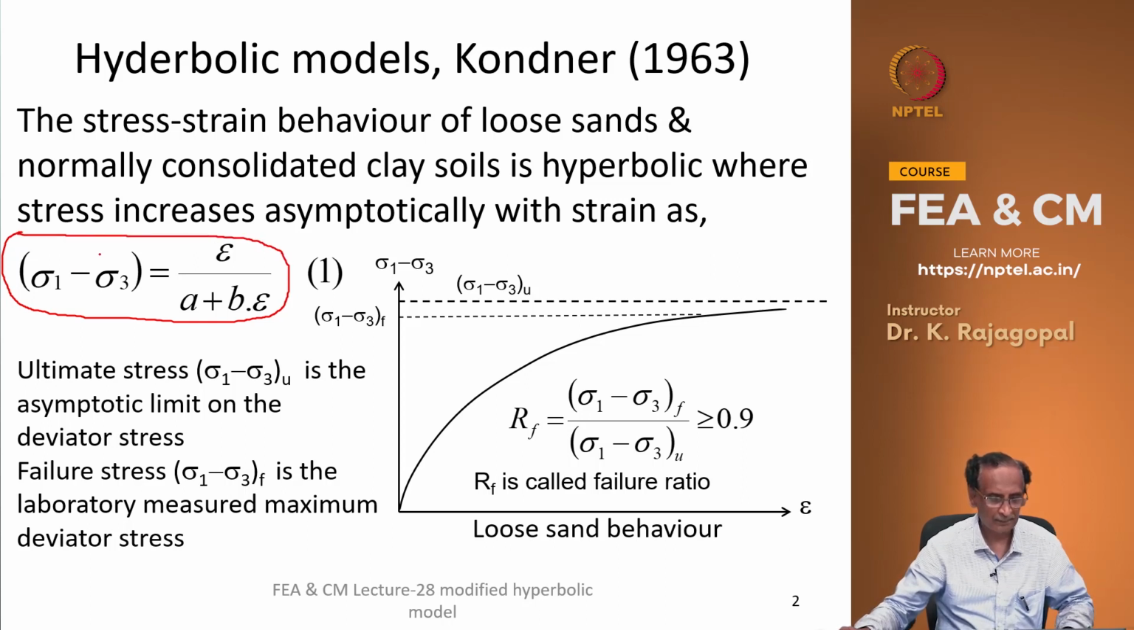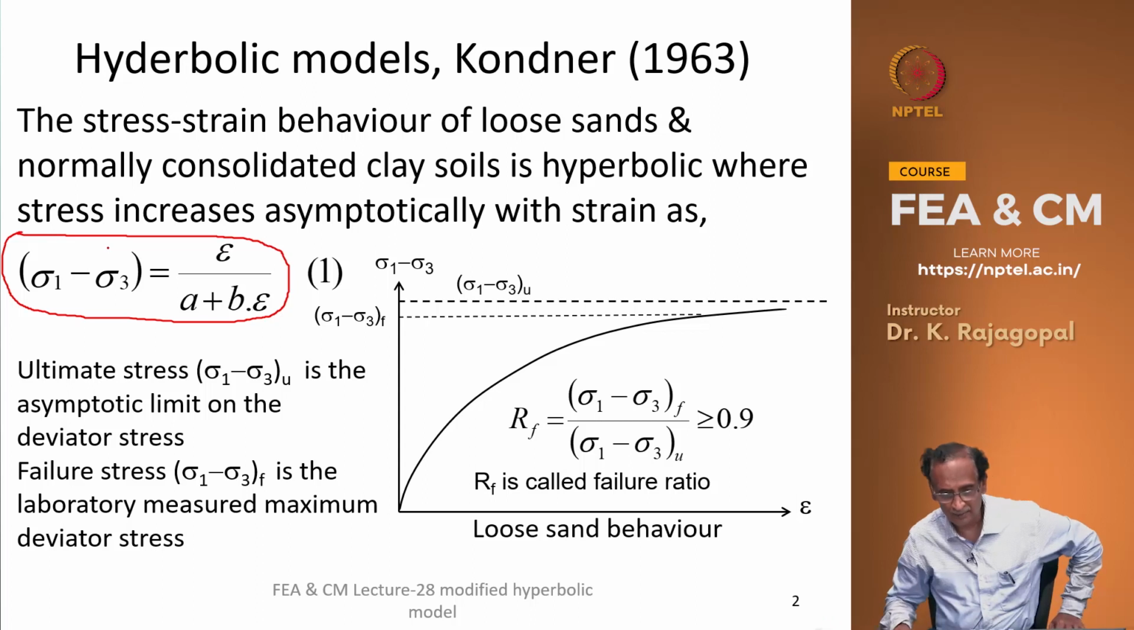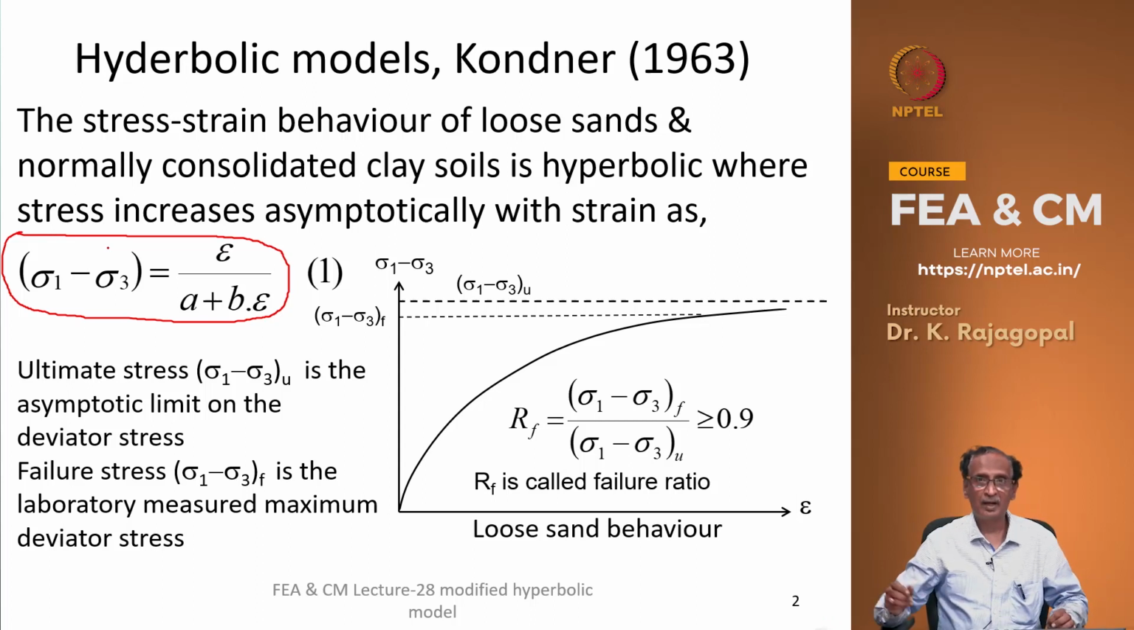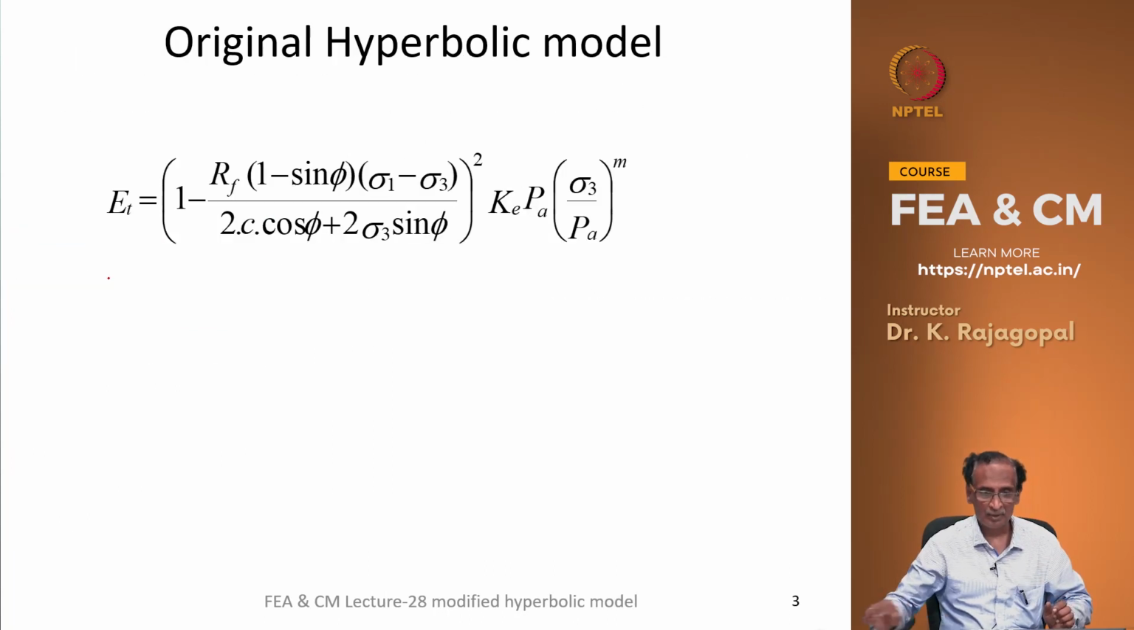This is called the hyperbolic equation given by Kondner, and this equation was slightly modified for adapting it to finite element implementation. By differentiating this with respect to strain, we can get our tangent modulus, and d sigma by d epsilon is defined as the tangent modulus, and then we have seen this equation.